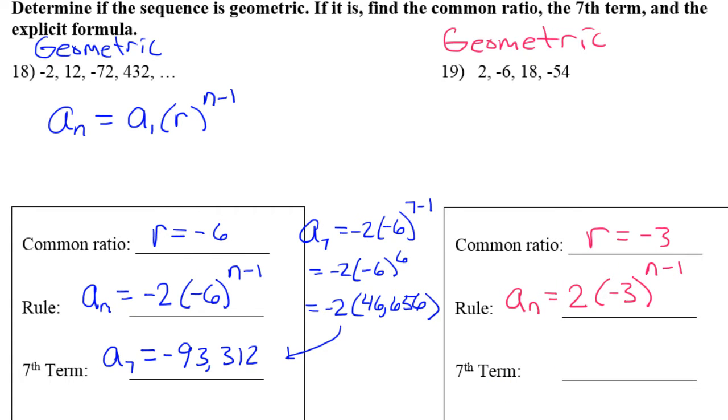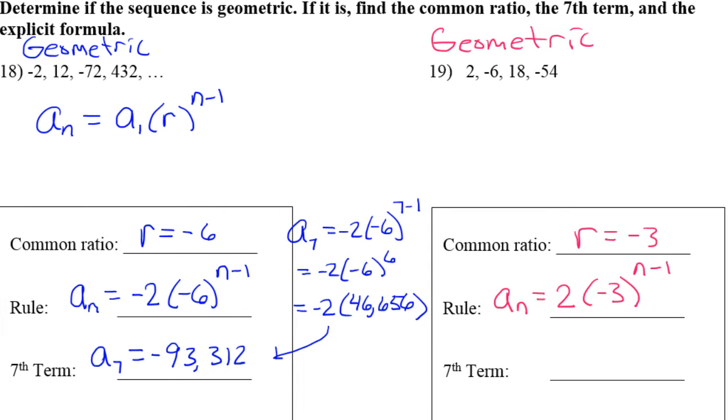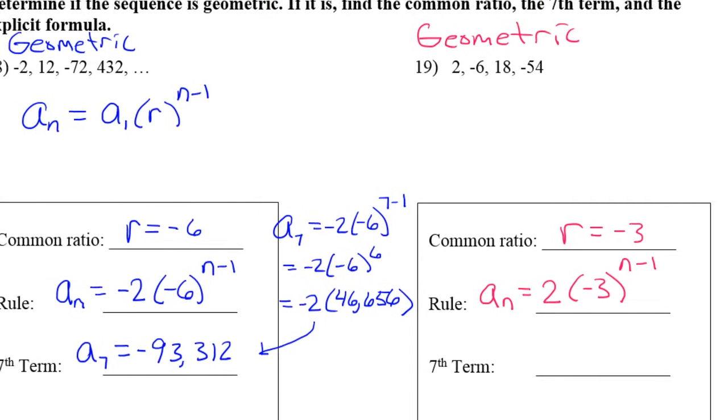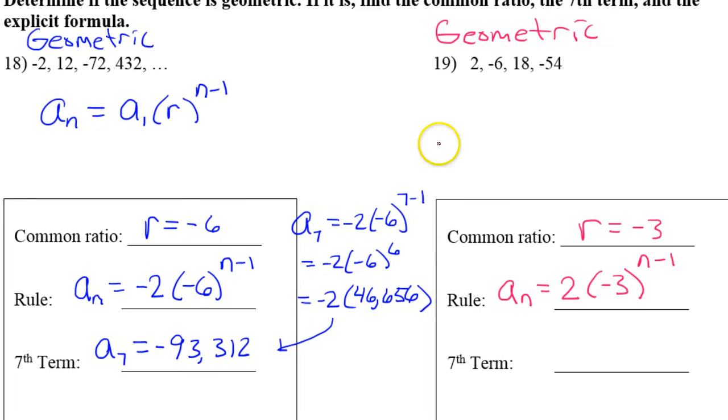Now, we do want to find the 7th term, so we will go ahead and substitute that in. I'll do the calculations up here. If I want to find the 7th term, that would be denoted A7. So for A7, I'm just going to put 7 in. That's going to be 2 times negative 3 to the 7 minus 1 power. So that's 2 times negative 3 to the 6th power.